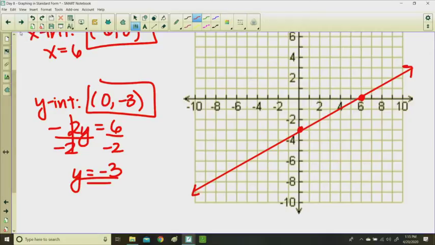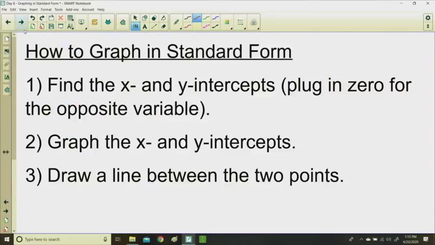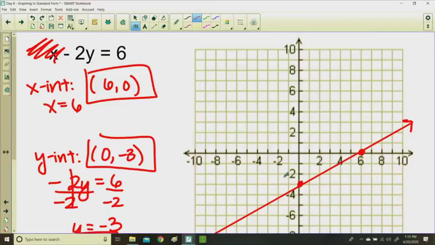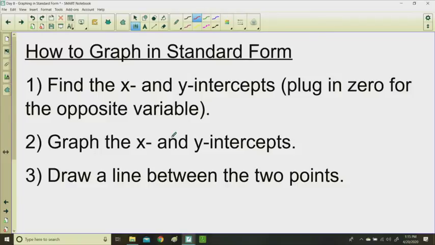Alright, so I'm going to go ahead and do 2 more with you, and we'll be done. So here is how to graph standard form. Remember, you find the x and y intercepts. So you plug in 0 for the opposite variable, or you can do the shortcut like I did and just cover up the variable that you don't need. Once you do that, go ahead and graph the intercepts like you saw I did here with these 2 points. And that's all you need. Just 2 points. Go ahead and draw a line between the two. As long as you're using a ruler, it's pretty easy. If you try to do it freehand, you might actually mess up a little bit and the line might not be accurate. But again, it's not that hard to get a straight edge or a ruler.